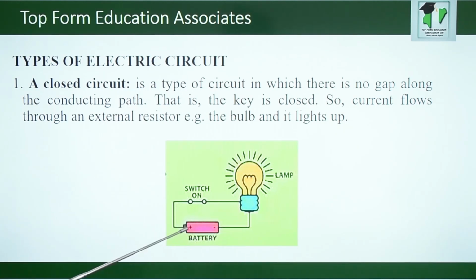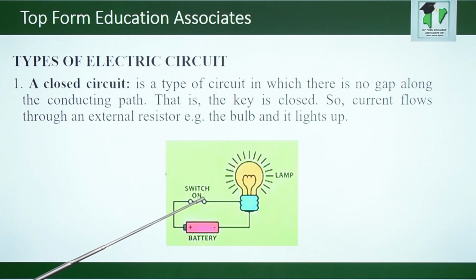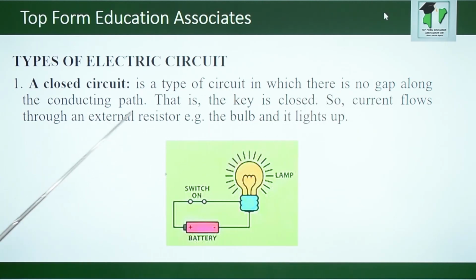From here is the battery, positive. Here is the switch. It is closed entirely. So for that reason, the bulb lights up. We see there is a type of circuit in which there is no gap along the conducting what? Parts. That is, the key is closed. You can see it here, the key is what? Closed. So current flows through an external resistor. Example is the bulb, and it lights up.